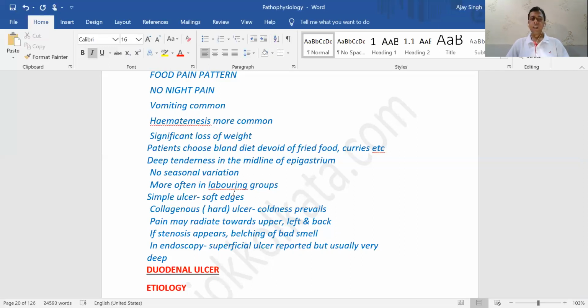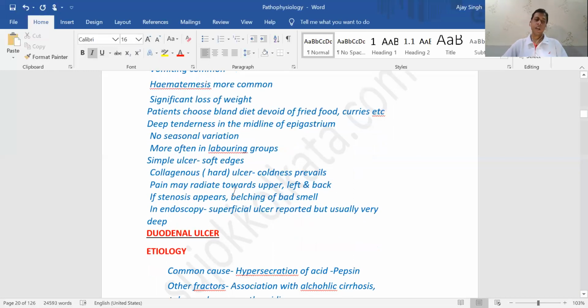Even I suffered from this problem when I was in medical college. When we went to OPD and finished our OPD, it was almost 3 or 4 o'clock, without food. Then I also suffered this kind of problem. So this is very common nowadays because of a wrong lifestyle.